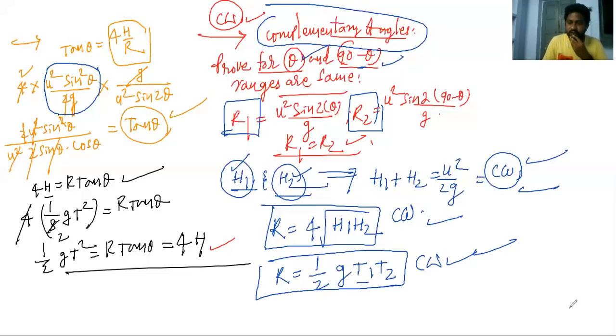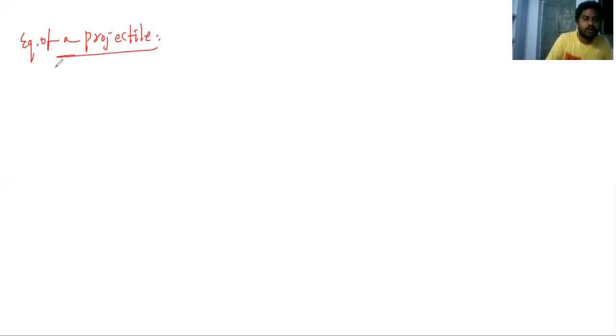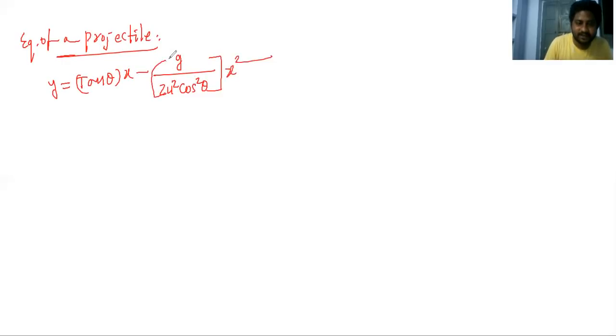Right? So we move to the next, the last topic for today's session. It's a simple topic, my dear children. We have the equation of a projectile, which is y is equal to, what is that? Tan theta into x minus g by 2u square cos square theta into x square. Okay, this is ax minus bx square.